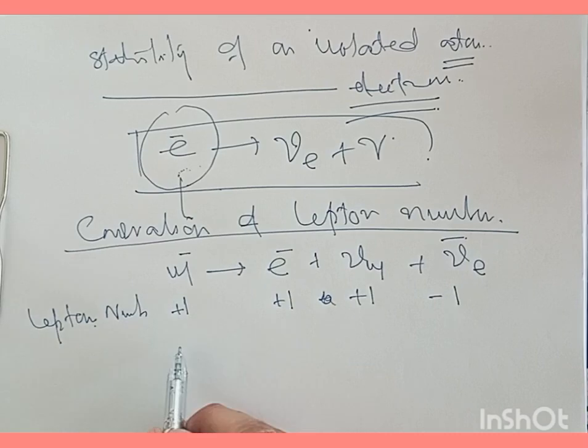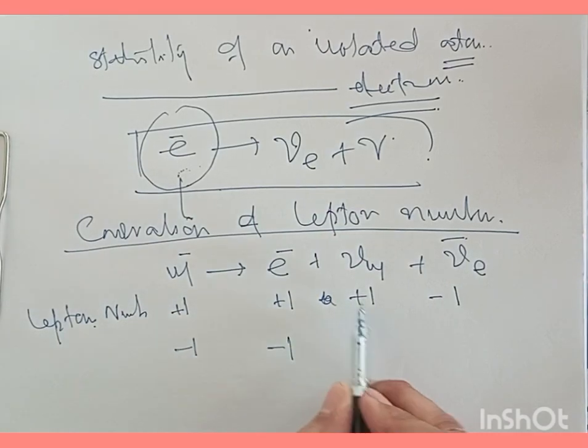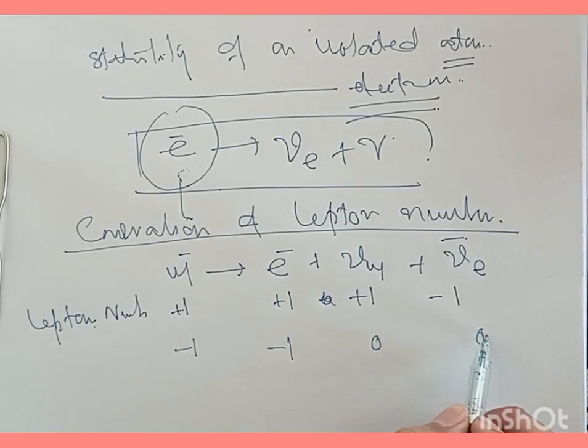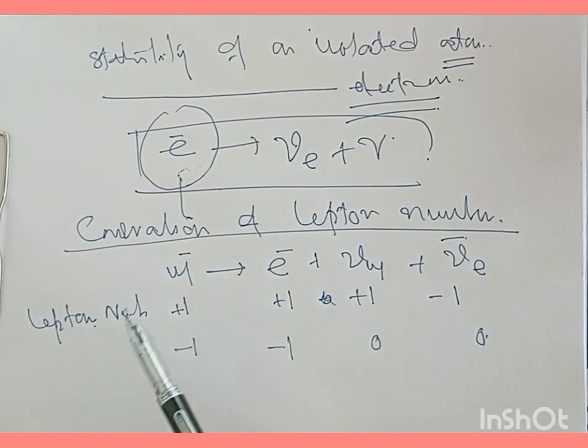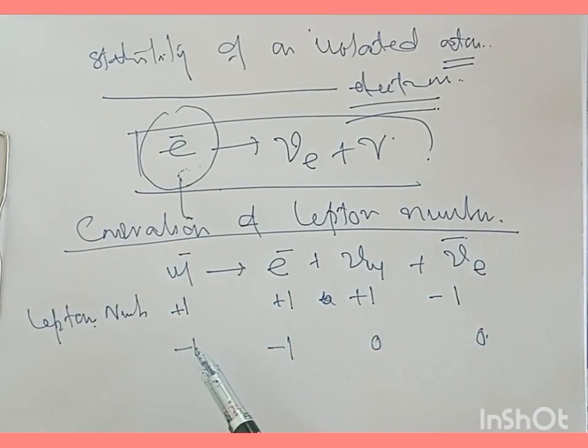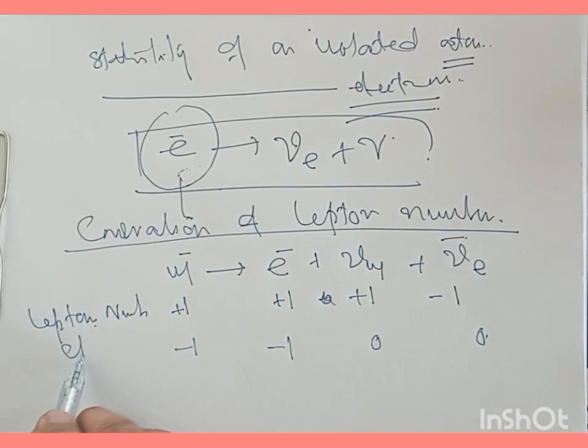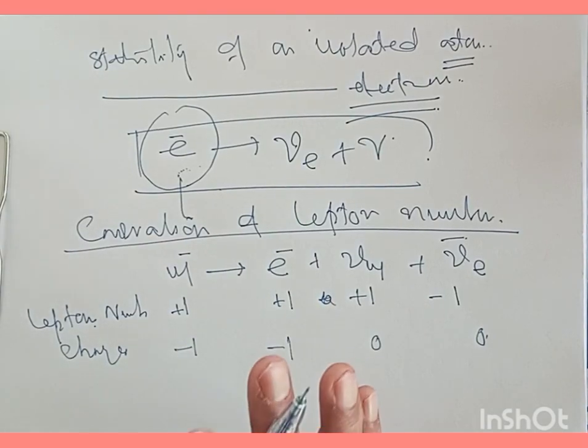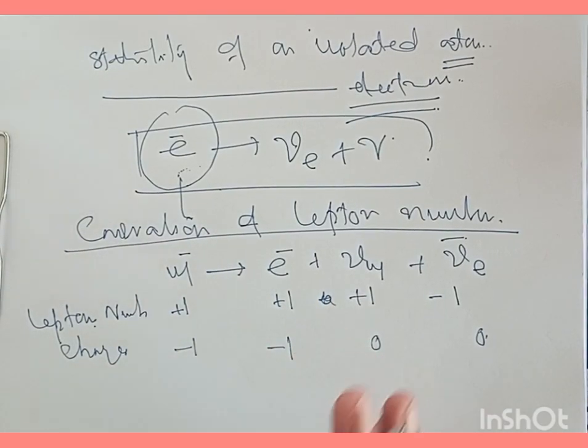Now, talking about the charge, here we have charge -1, and here we have charge -1. Here we don't have any charge, and here we don't have any charge. So we can see that the charge is conserved. Both lepton number as well as charge are conserved. So this is a possible reaction. It's not a forbidden decay.